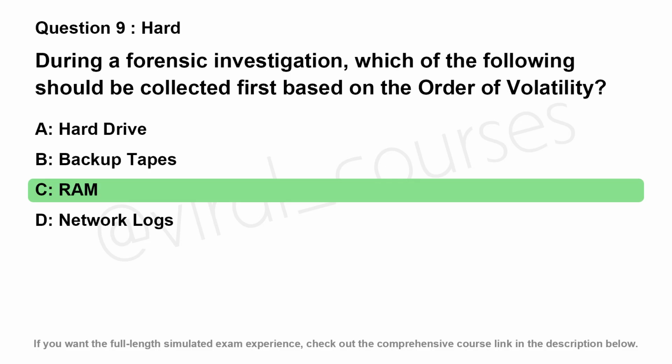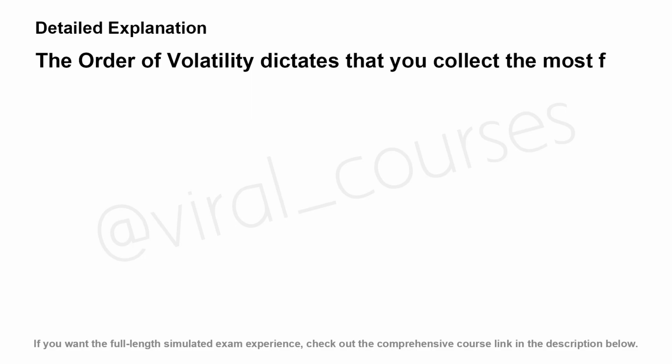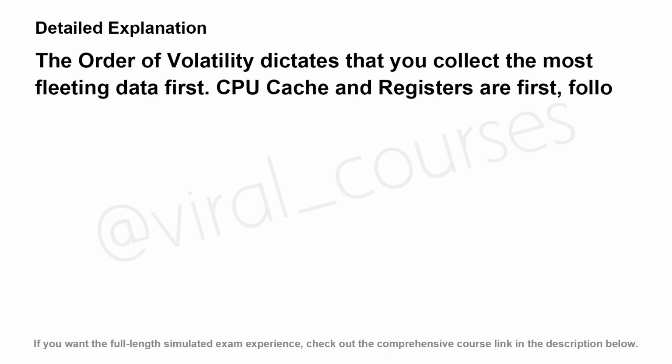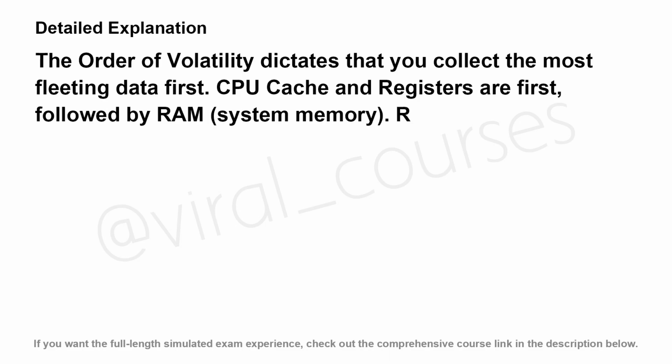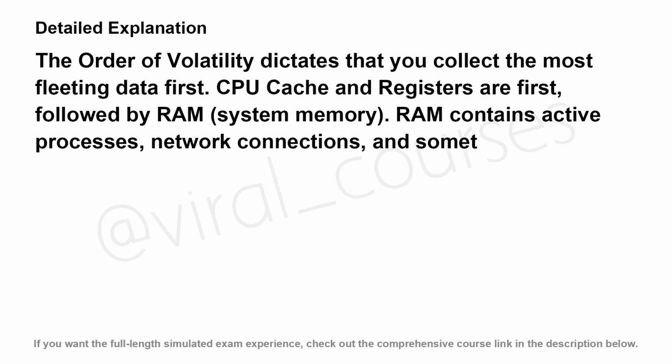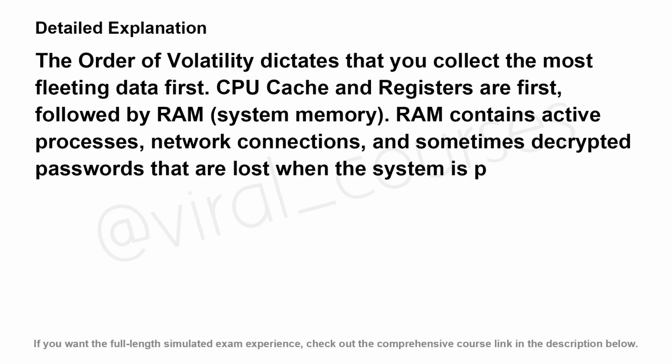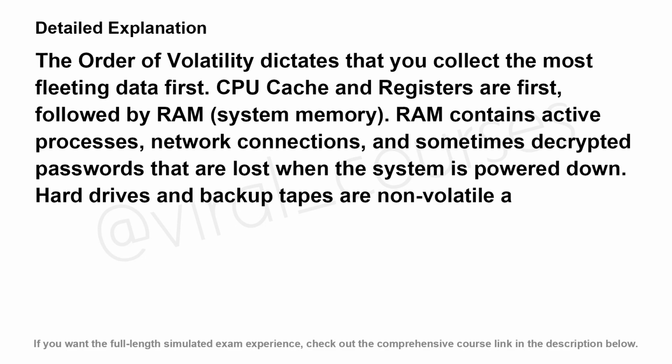The correct answer is C. The order of volatility dictates that you collect the most fleeting data first. CPU cache and registers are first, followed by RAM, system memory. RAM contains active processes, network connections, and sometimes decrypted passwords that are lost when the system is powered down. Hard drives and backup tapes are non-volatile and can be collected later.